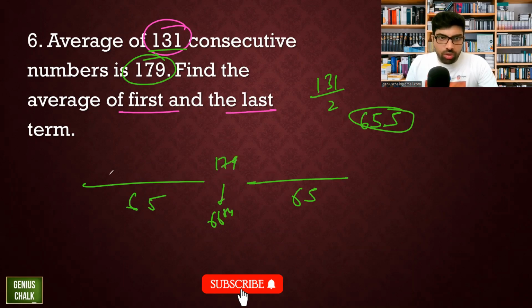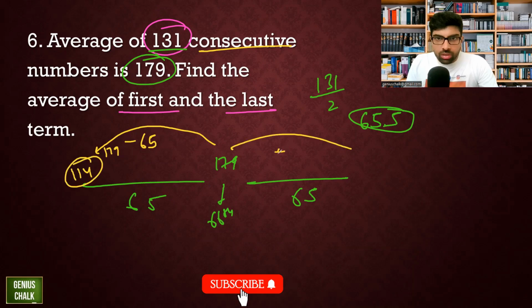Now it is asking you the first one. So all numbers are consecutive, so there must be a difference of 1 in every step. So I have to go 65 steps back. If I subtract 65 from 179, it will be 114. And for the last, 65 steps ahead of 179, because there are 65 numbers and every number has a difference of 1, this will be 244.